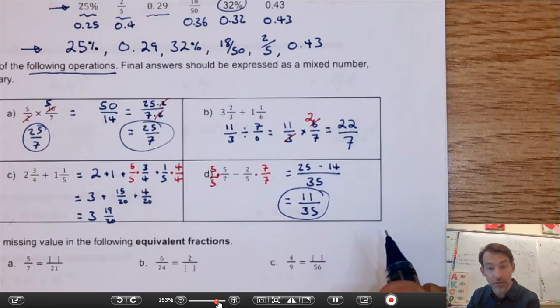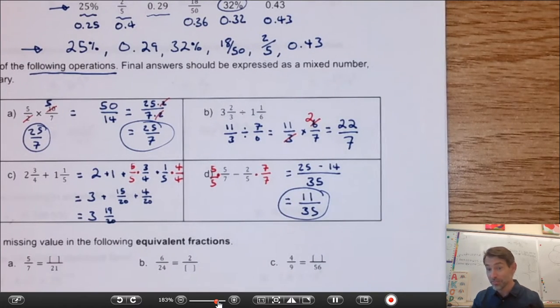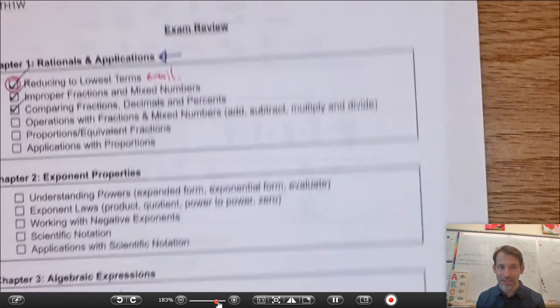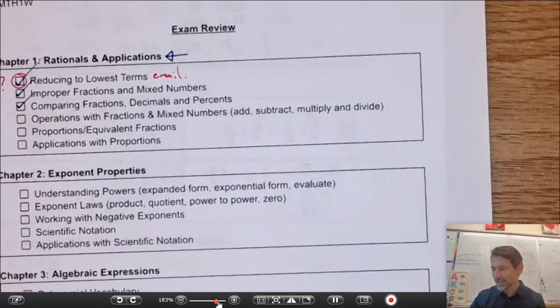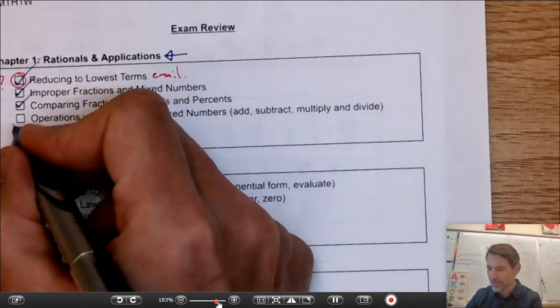And 11 and 35 don't share factors. 11 is prime, and 35 is not divisible by 11. So that's actually the fully reduced form. All right, go back to this sheet and say, hooray, operations with fractions and mixed numbers.